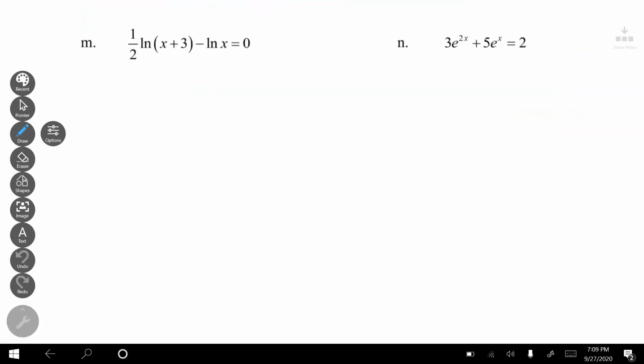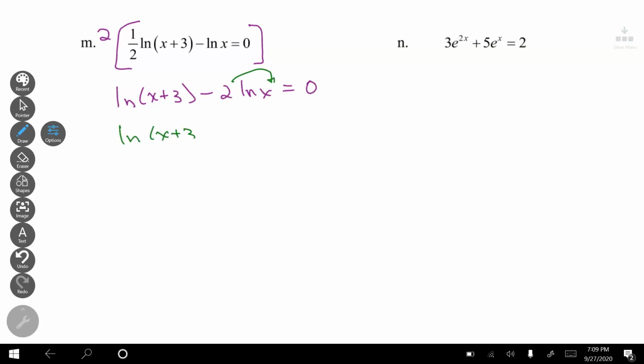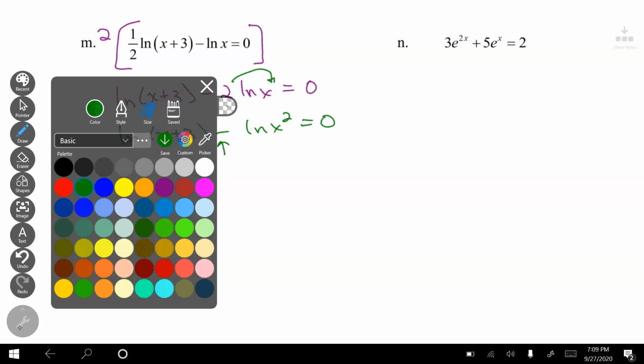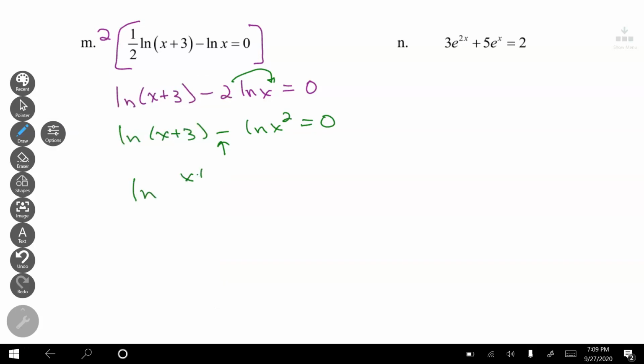Okay, the last two problems, I'm going to have to manipulate this one a little bit. I don't like this fraction here. I could bring it over, but I'd just rather get rid of it. It becomes ln of x plus 3 minus 2 times the ln of x, and 2 times 0 is 0. And this moves up, so I get ln of x plus 3 minus ln of x squared is equal to 0. I'm subtracting, so I can divide. ln of x plus 3 over x squared is equal to 0.